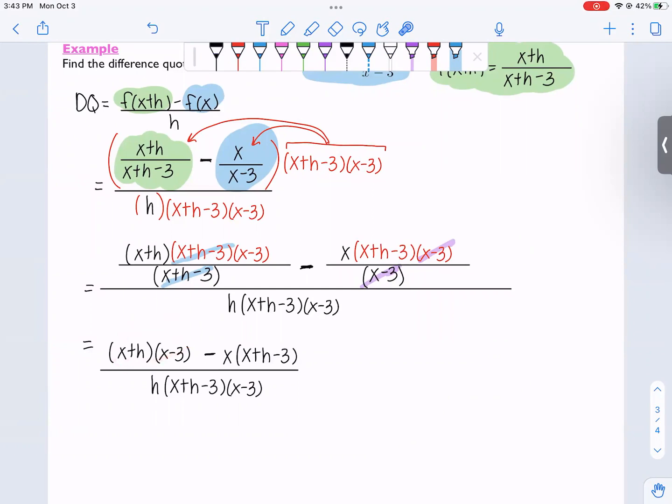So FOILing this guy here, x times x is x squared. X times negative 3, negative 3x. H times x, that's xh or hx, it doesn't matter. Right, so I am FOILing right here. This is what I am doing right now. And then h times negative 3 is negative 3h. This right here is that.